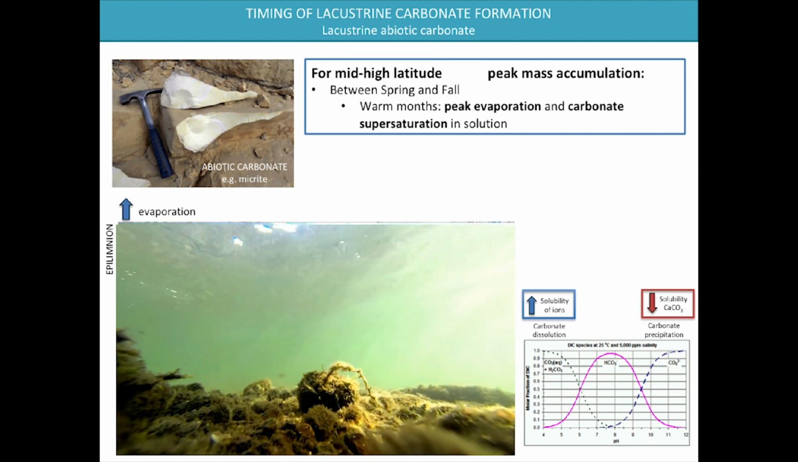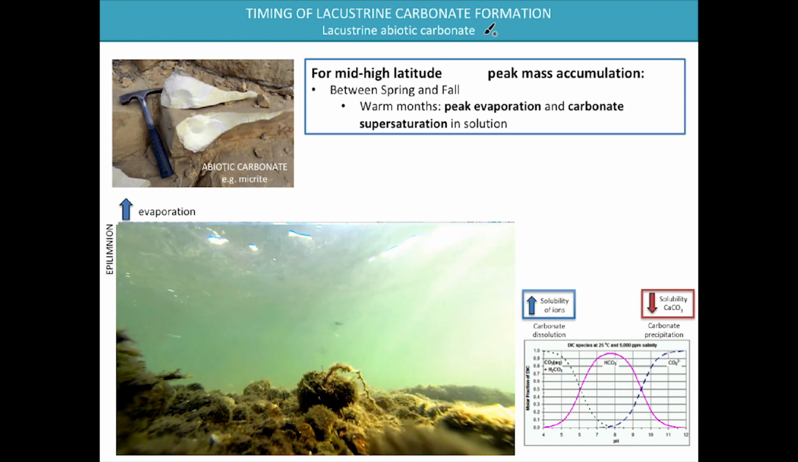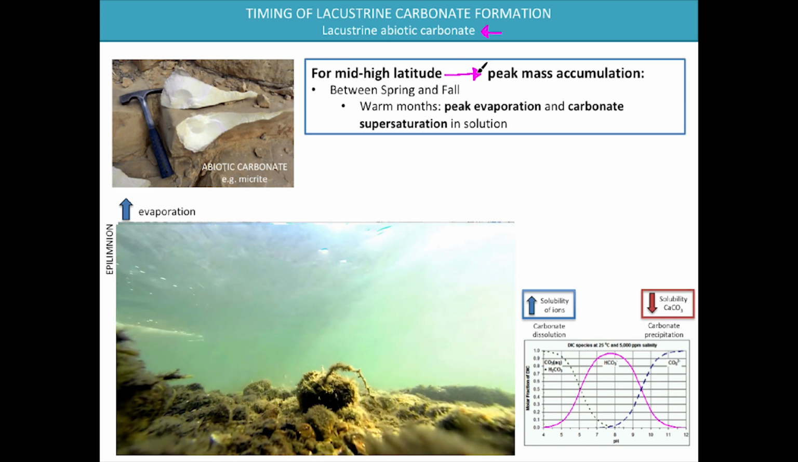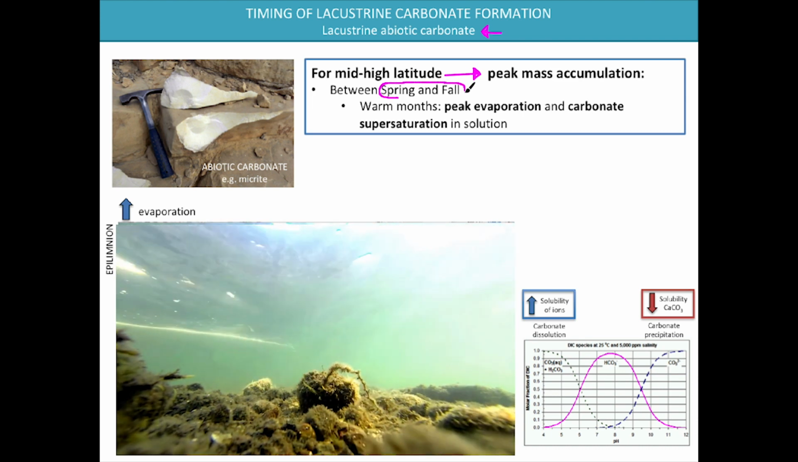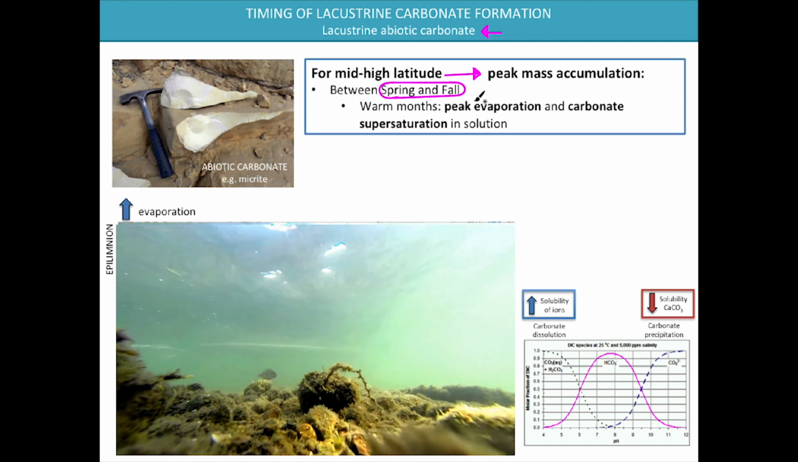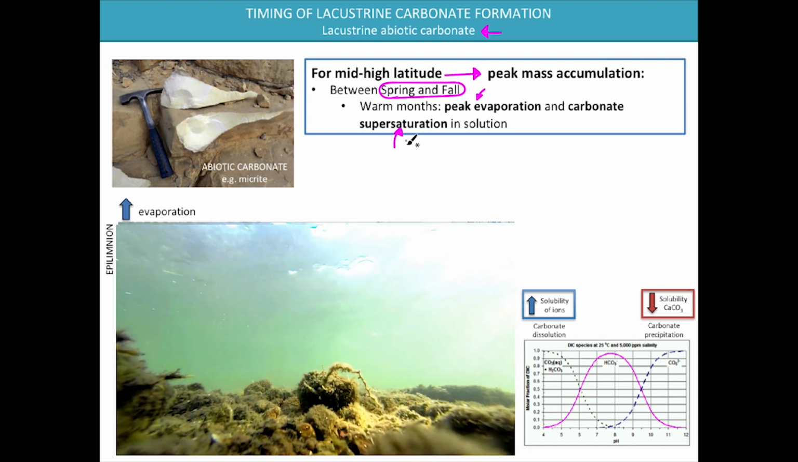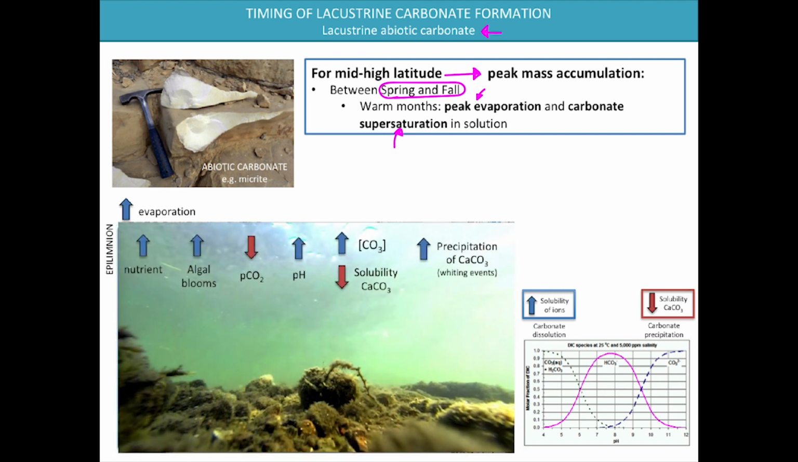But what about lacustrine abiotic carbonates? So in mid to high latitudes, abiotic lacustrine carbonates, like micrites, tend to form between the spring to fall. Commonly, they form in the warm months during periods of peak evaporation and when carbonate tends to become supersaturated in solution. The process for this is: warm temperature and increased nutrient flux occur during peak summer evaporation. These can help drive algal blooms that reduce the pCO2 in the upper layer of the water in a stratified lake. This upper layer is known as epilimnion.